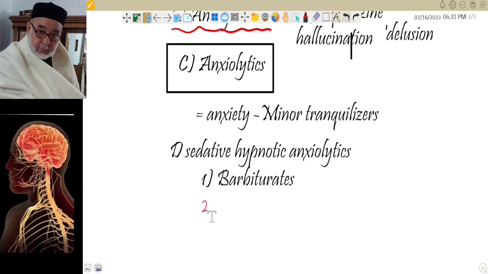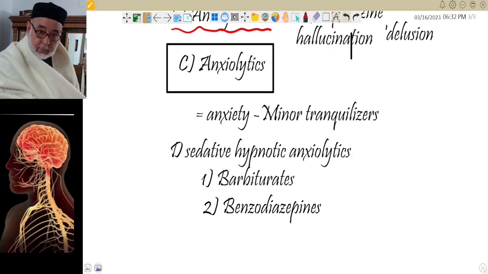The second group, which is the main branch of our talk, are the benzodiazepines. Benzodiazepines are a very important group of drugs which are still very effective and have a great value in the treatment of certain neurotic illnesses. But like any other drugs, there are certain precautions. Okay? These are the sedative hypnotic anxiolytics.